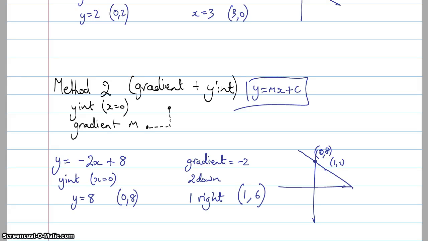Hi and welcome to part 2 of sketching linear graphs. Part 1 was about sketching linear graphs with the intercept method. This video will be on the second method, which is the gradient and y-intercept method.